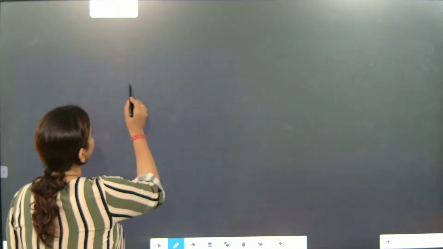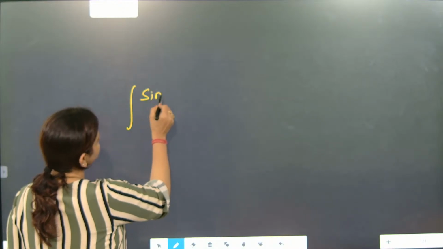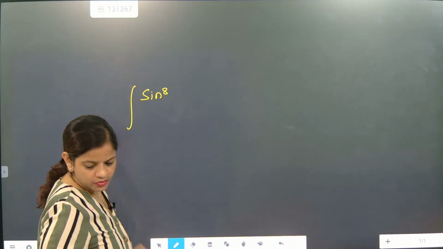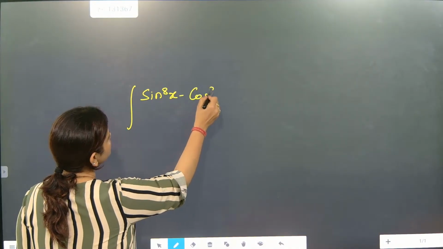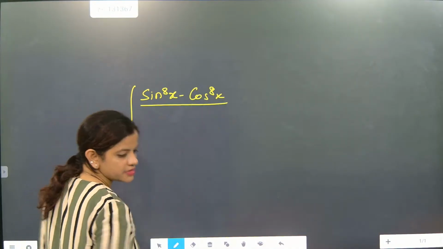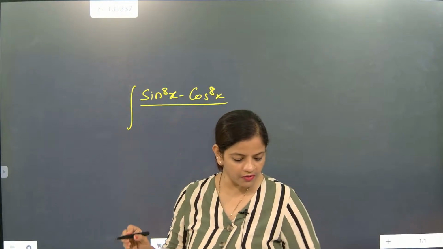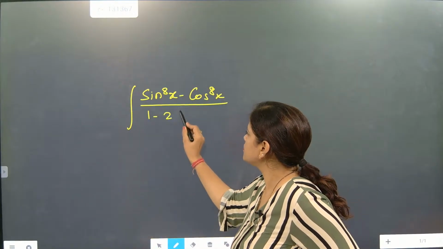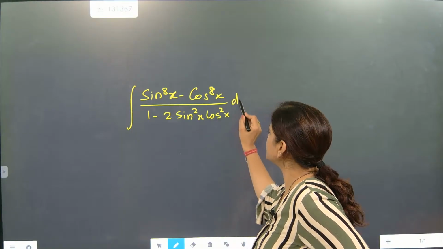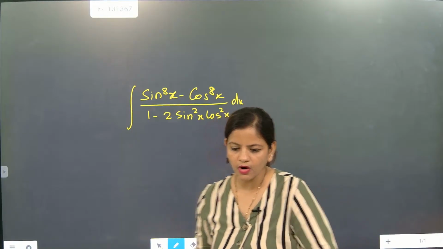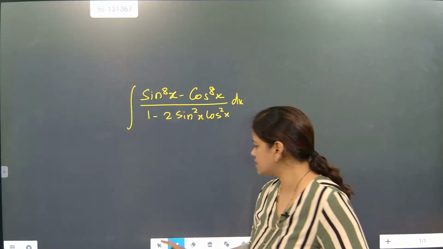So the first question of NCERT, which is very important, you need to just say whether you are able to solve it or not. Just see the question. This question can come for 3 marks. The question is the integral of (sine to the power 8x minus cos to the power 8x) by (sine square x cos square x) times (1 minus 2 sine square x cos square x) dx. So this is one very important question. Can you start solving, please?